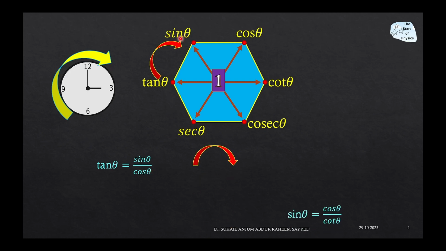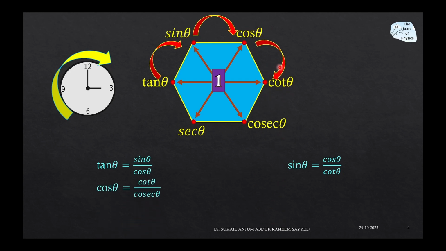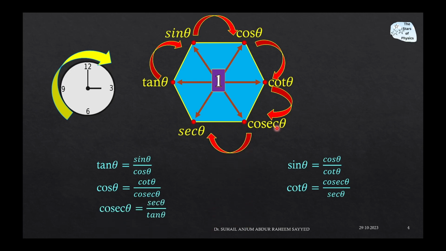In the similar way, we have sin theta as cos theta divided by cot of theta. Then cos theta is cot theta divided by cosec theta. And cot of theta is cosec theta divided by sec theta. Then cosec theta is sec theta divided by tan theta. And sec theta is tan theta divided by sin theta. So like this, we got these different trigonometric identities here.